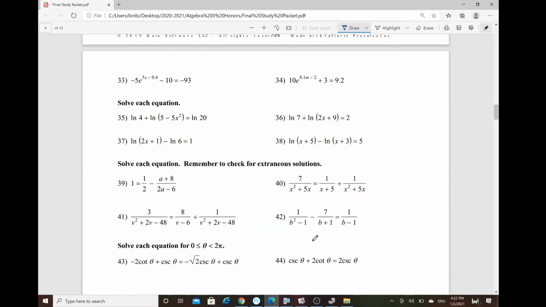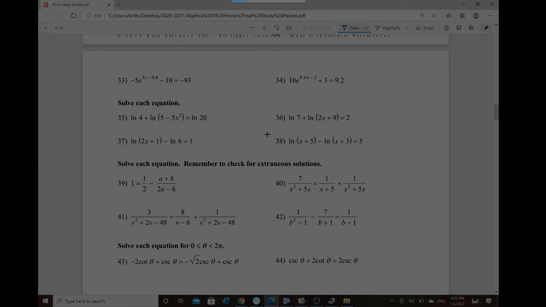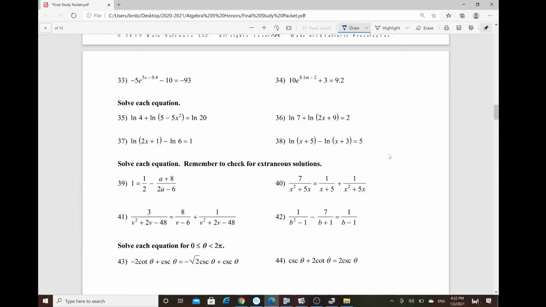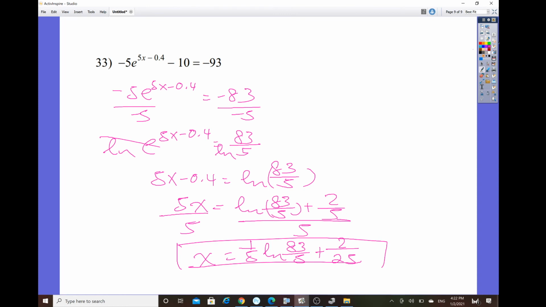And now what about 35 through 38? Okay, so let's do 1, and let's do 38. So anytime that I see the natural log with 2 natural logs on one side, that means you need to apply the properties of natural log, the condensing properties with log or natural log. So we'll take a look at that.